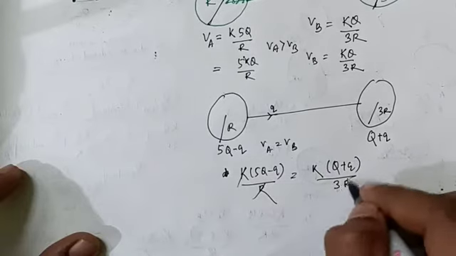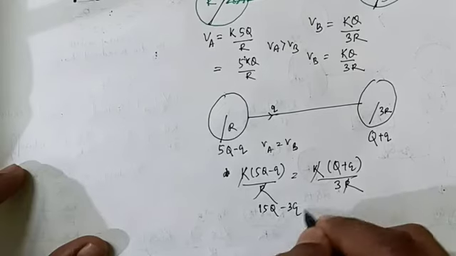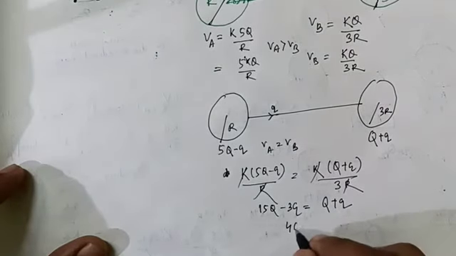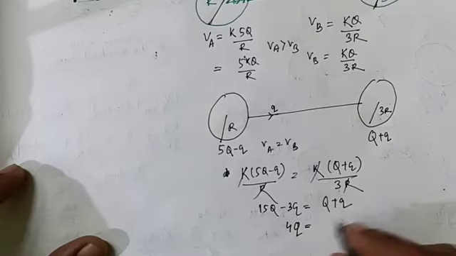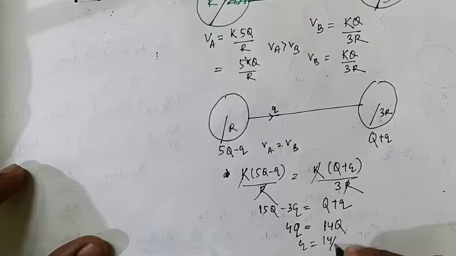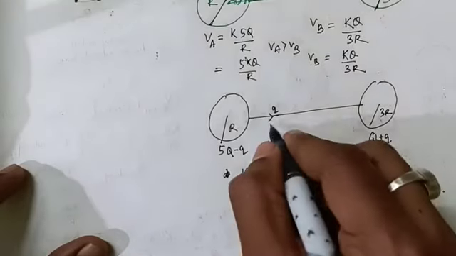Cancelling the common factors, we get 15Q minus 3q equals Q plus q. Rearranging, 4q equals 14Q, so q equals 7Q upon 2. This is my final answer. This much charge flows.